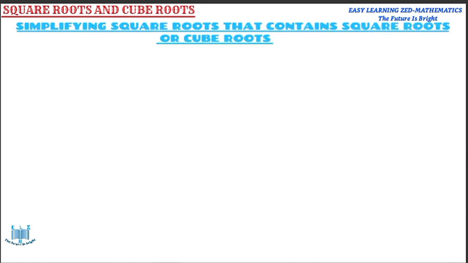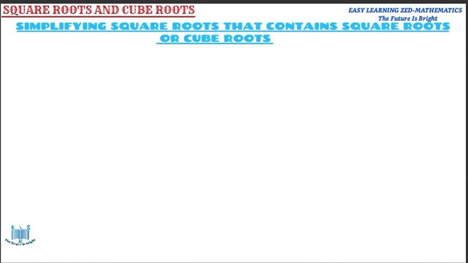In today's video, I'm going to look at simplifying square roots that contain square roots or cube roots. I'm going to share with you the steps you need to follow when you're simplifying square roots that contain square roots or cube roots. I'm also going to show you how you can find the square root when you are given a question to simplify that contains square roots or cube roots. So watch this video up to the end. With that being said, let's get started with today's work.